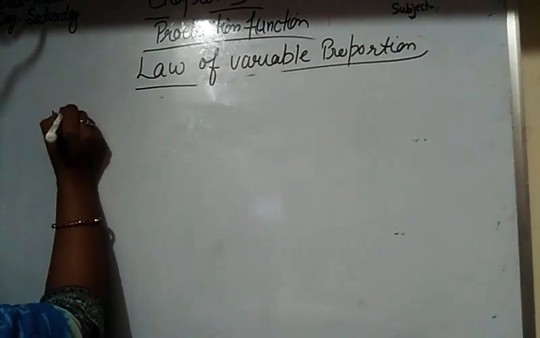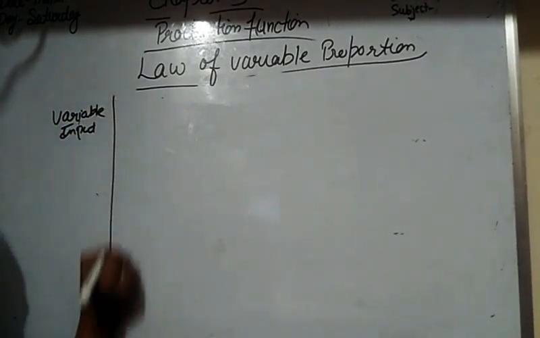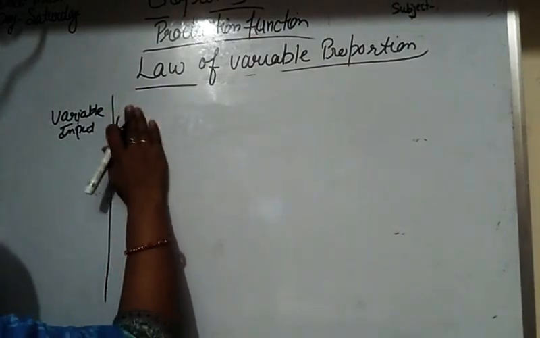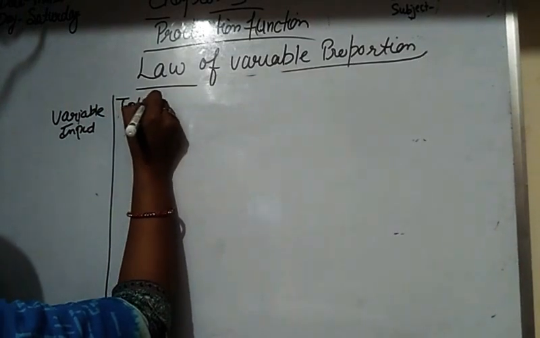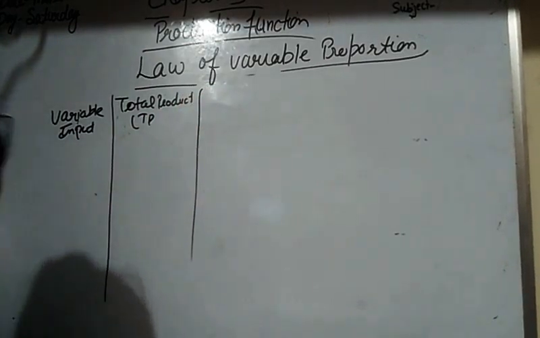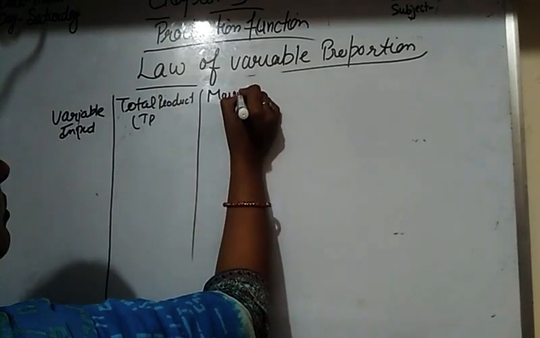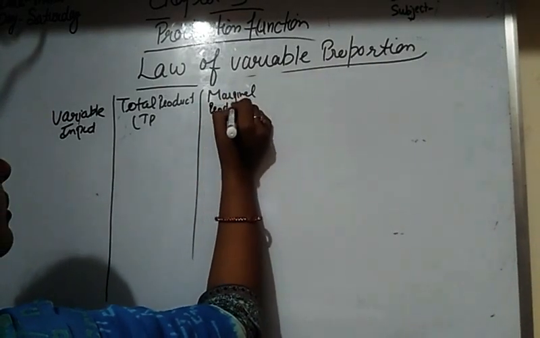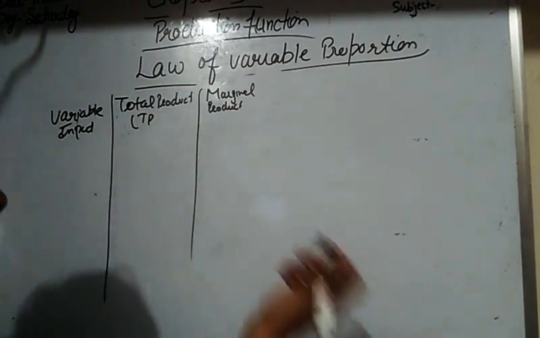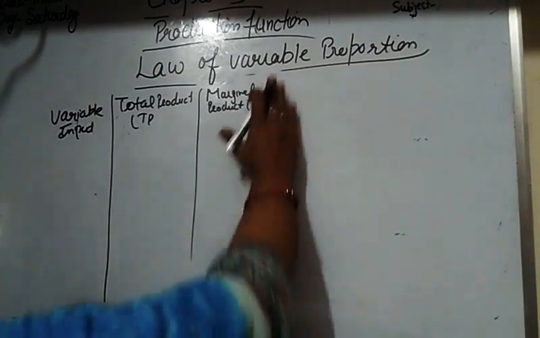So this is the variable input. After that, TP means the total product, that is TP. Next is marginal product, which means the change in the total product. Marginal product is taken as MP. Okay, students.